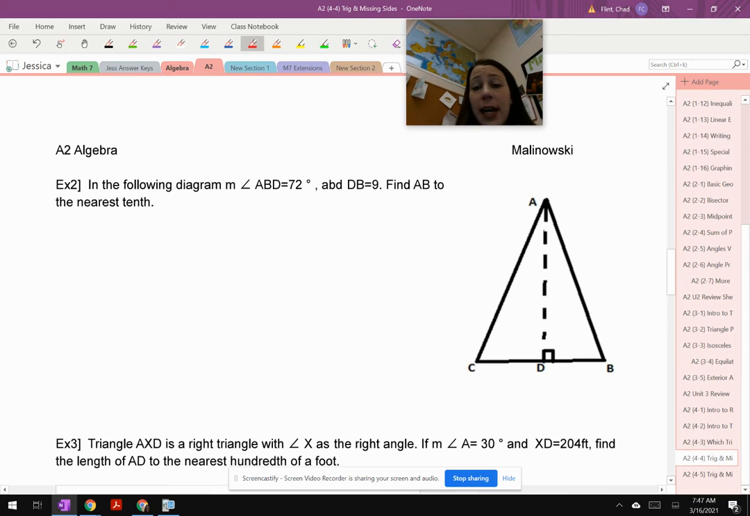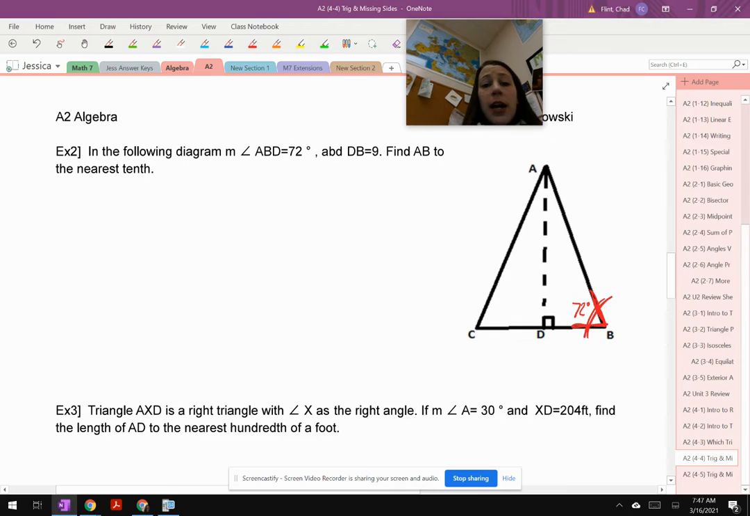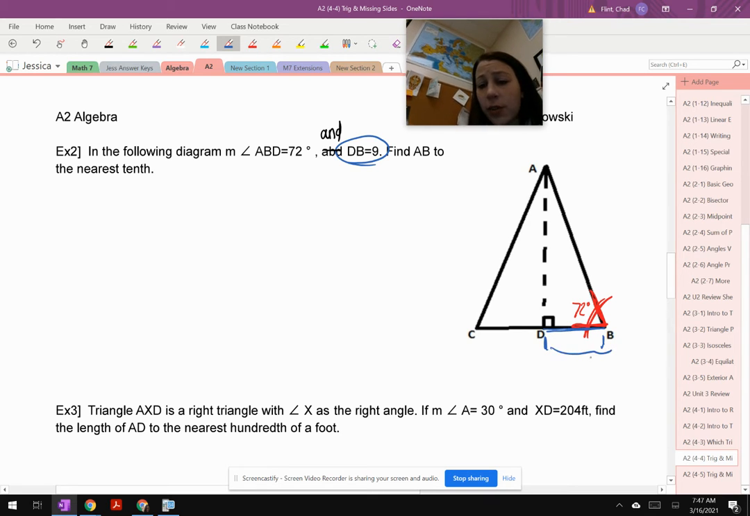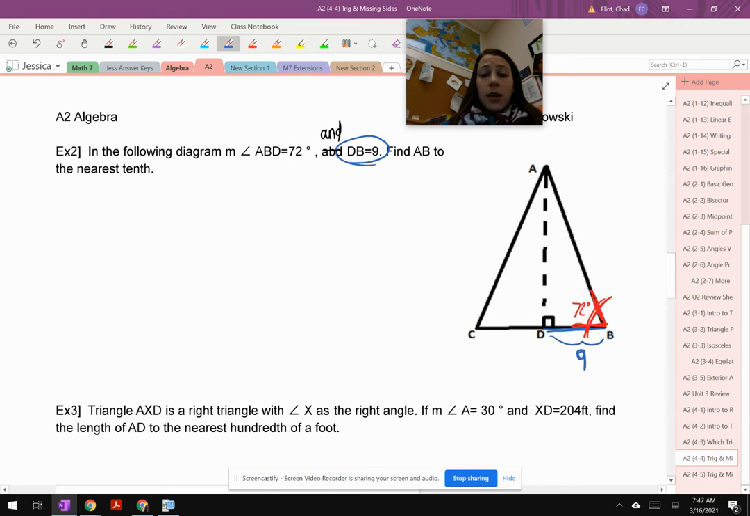So measure of angle ABD. So that's this angle right here. This is ABD. So this we know is 72 degrees. And this is supposed to say and, not ABD. This is supposed to say and. DB is equal to 9. So DB, that would be this length right here, from here to here. This is equal to 9. I'm being very extra with that. That's 9. Find AB to the nearest tenth.